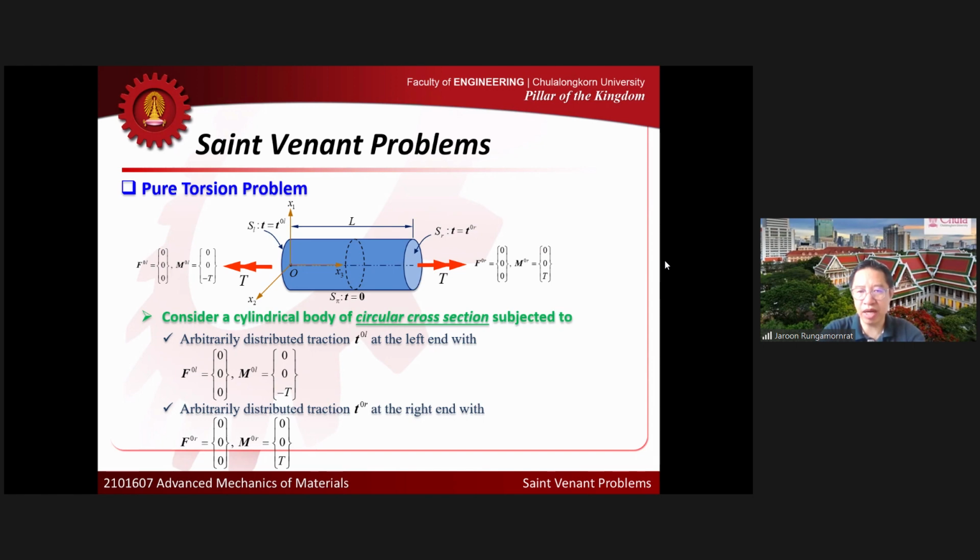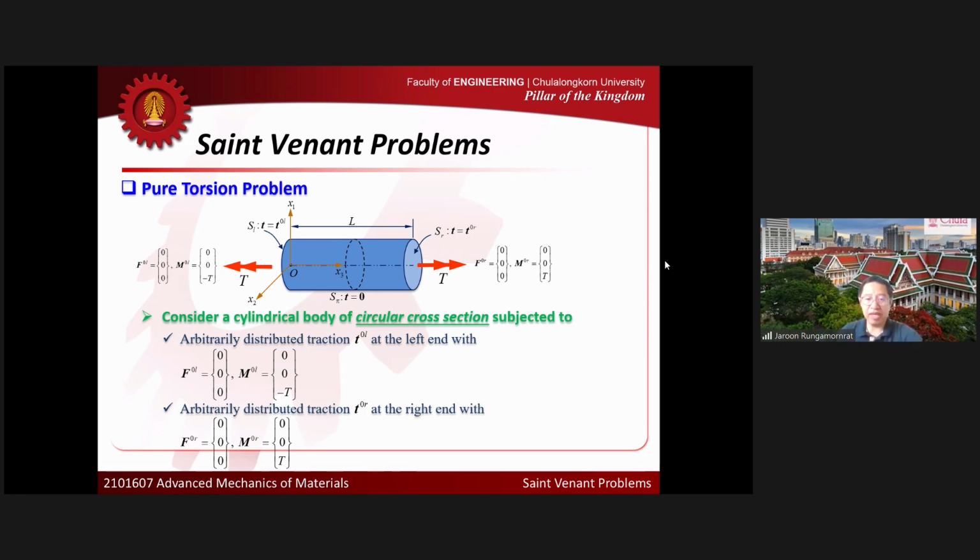If we don't care much about the solution near the ends of the body, and we focus only on the solution in the interior zone, then all those problems are considered to have about the same solution. That solution can be obtained by the simplified boundary value problem. We just replace the distribution of the traction by the resultant forces and moments. But here the moment that we look at has only the component along the axis of the body, so we call it the torque.